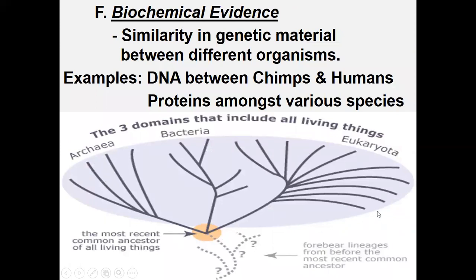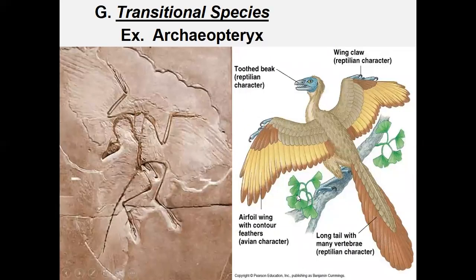Biochemical evidence. In other words, if we look inside our cells, if we look at our genetic material, we have a lot of similarities, leading us to the idea that we came from one thing and then we spread out to fill in all of the niches of the world. Transitional species. We know that there are some species that look a bit like a dinosaur slash reptile, but have wings and feathers. This is a crossover between a reptile becoming a bird, or basically a dinosaur becoming a bird.